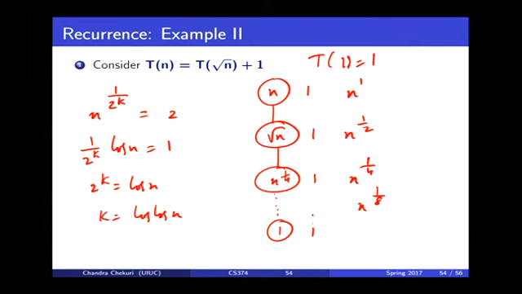Okay, what happens if I change the square root n to n to the 1/4? What do you think will happen?